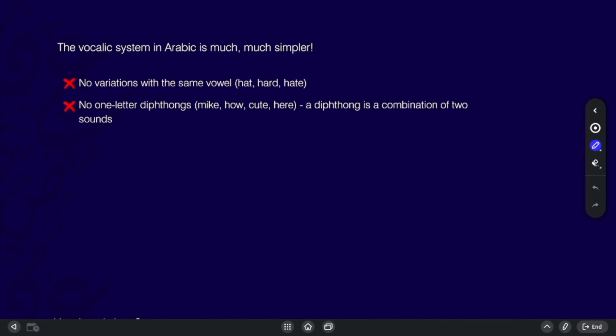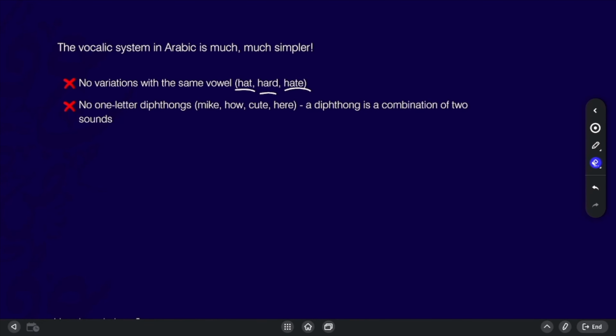So the idea here is to forget your distinctions between short and long in English and not transfer any of your vocalic knowledge in English into Arabic. So start over. First, there are no variations with the same vowel. This is hat. This is hard. This is hate. In Arabic, a is always an a. Ba, ba, ta, na, qa, kha, ra. It's never going to be anything else.